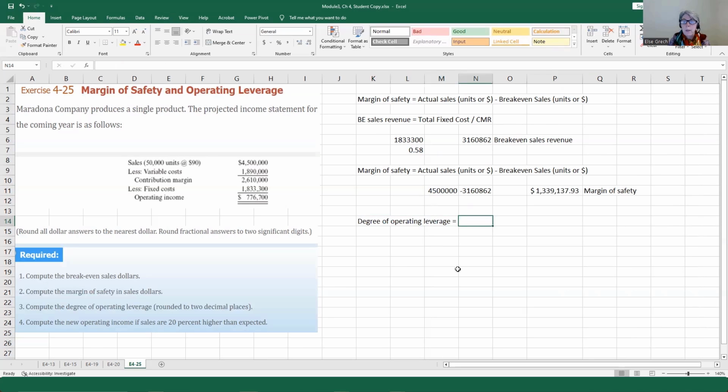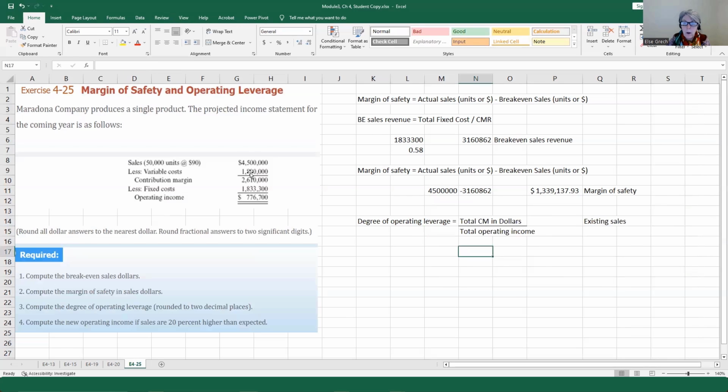This is equal to the total contribution margin in dollars. So this is the total contribution margin in dollars, right? And we divide this by the total operating income. Okay. So there we go. Total contribution margin in dollars divided by the total operating income in dollars. And this is for the existing sales. I'm going to put down for existing sales.